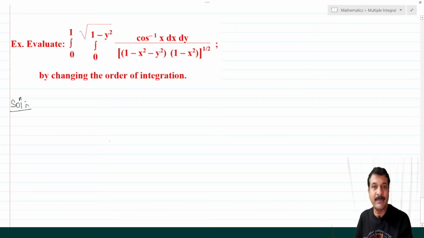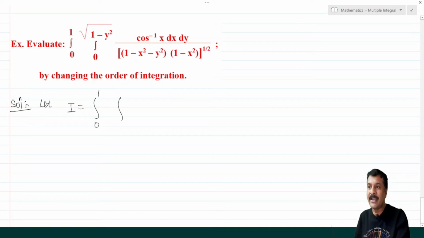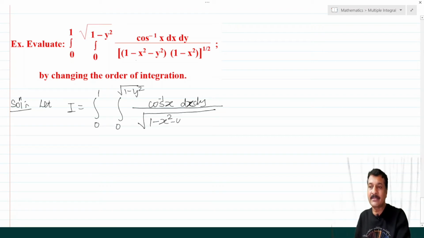By the given limits, you decide the region of integration, you find out which strip is given and change that strip, and by the new strip you decide the limits and evaluate. So start it. Let I equal to integration 0 to 1, inner integration 0 to under root of 1 minus y square, and the integrand is cos inverse x dx dy upon raised to half. So I will take here under root of 1 minus x square minus y square as the first term, and the second is 1 minus x square.